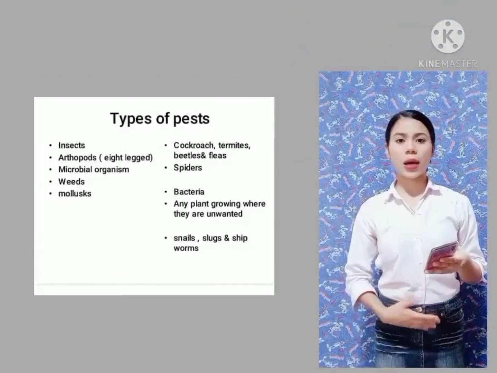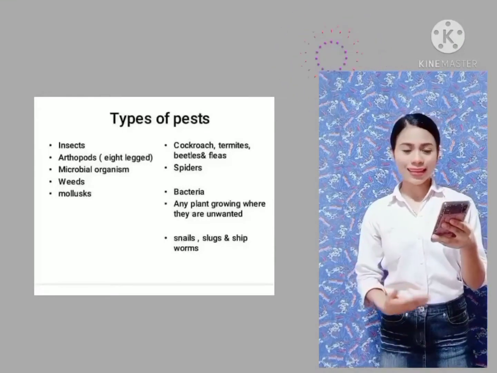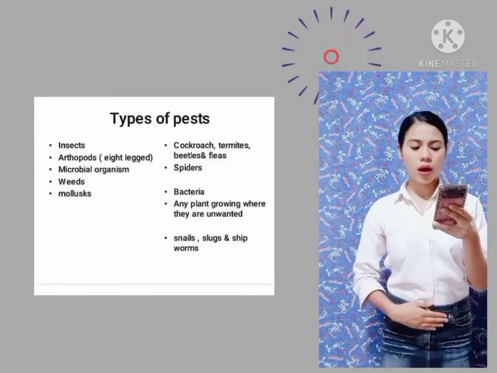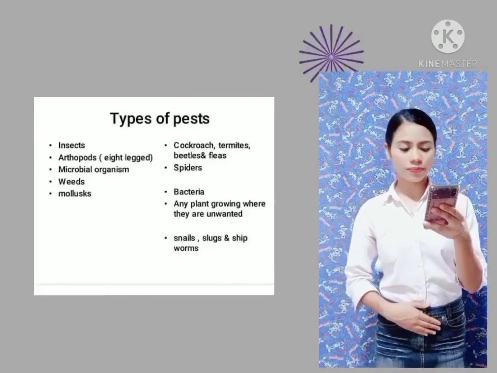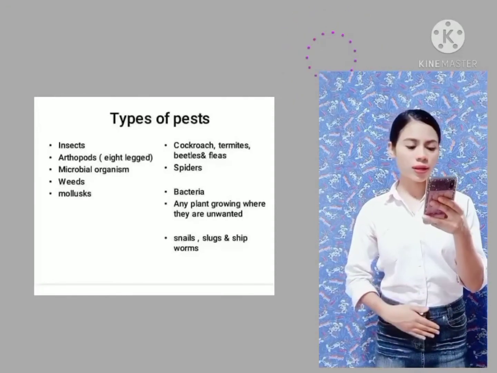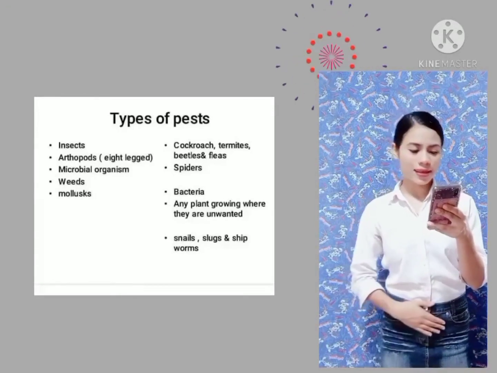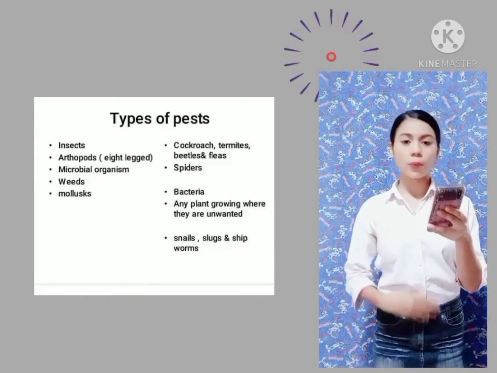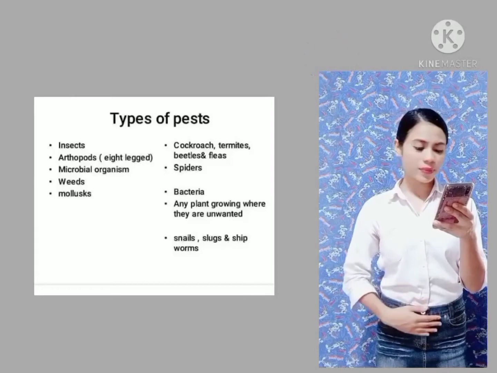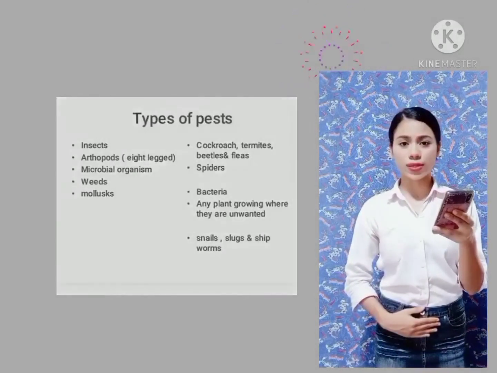So here are the types of pests. Insects, arthropods or eight-legged, microbial organisms, weeds, mollusks, cockroaches, termites, beetles, amphibians, spiders, bacteria, any plant growing where it is unwanted, snails, slugs, and shipworms.